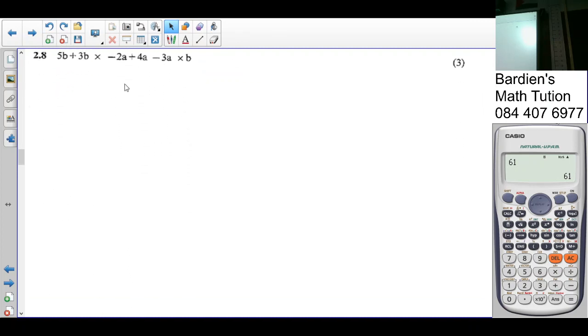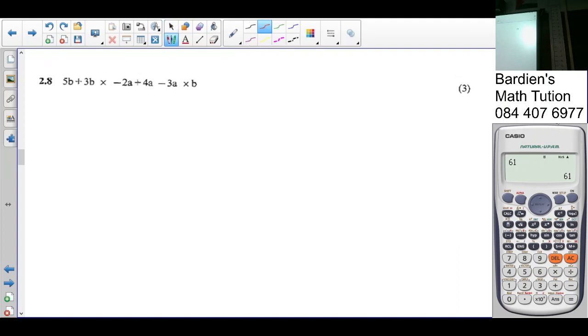Number 28. How many terms are here? How many terms are here? 1, 2, 3. What separates terms? Plus and minus. Can I separate here? Yes. Can I separate here? Can I separate here? No. Can I separate here? Yes. Can I separate here?